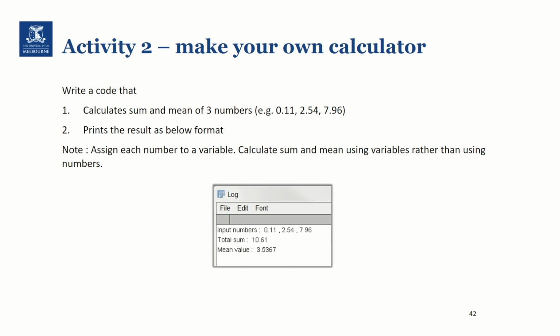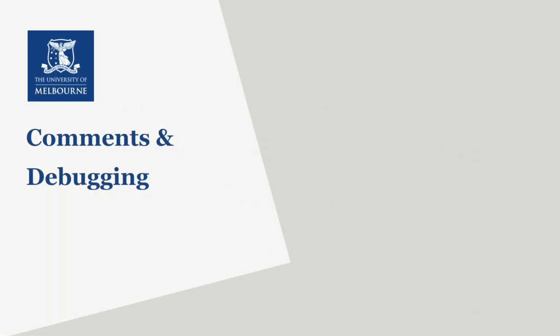So now we know what kind of operators are available. We can practice by making our own calculator, and this will be your second activity. The next element is the comment. Also, I will explain how to detect an error from our codes, which is called debugging.